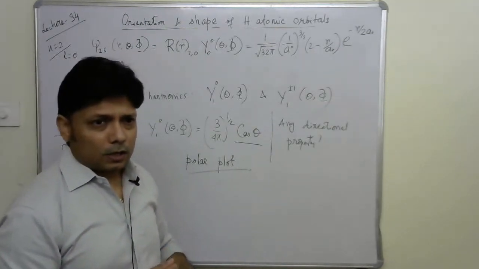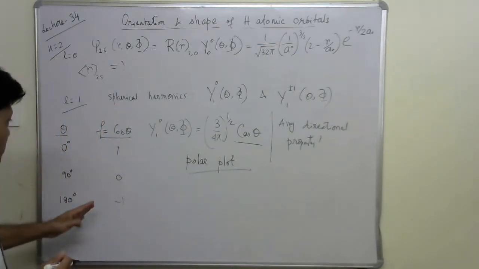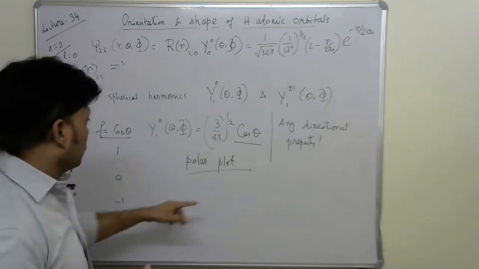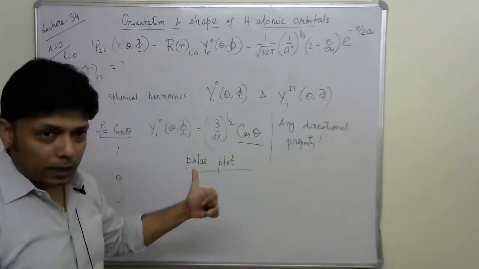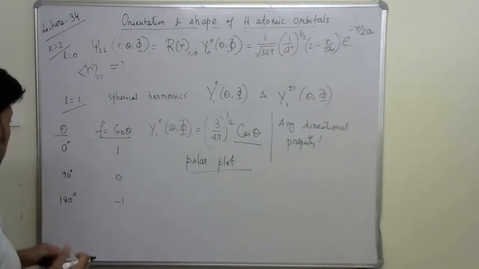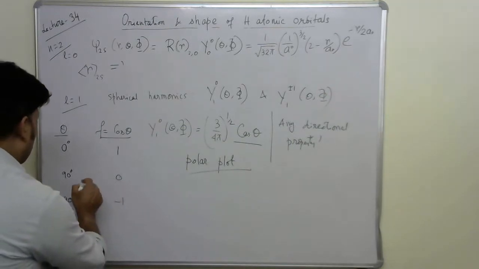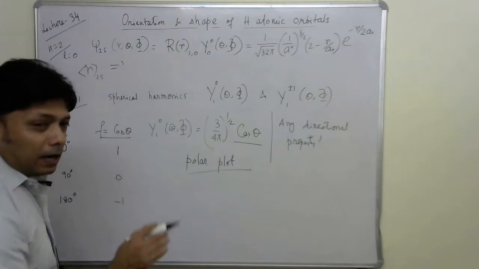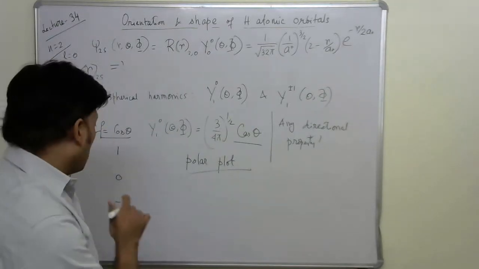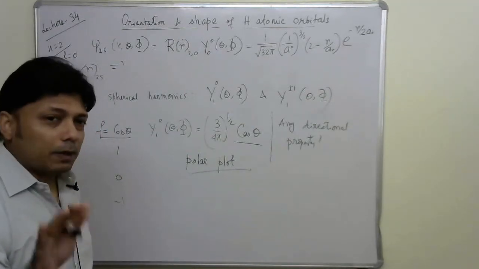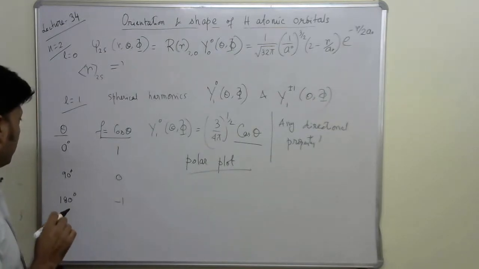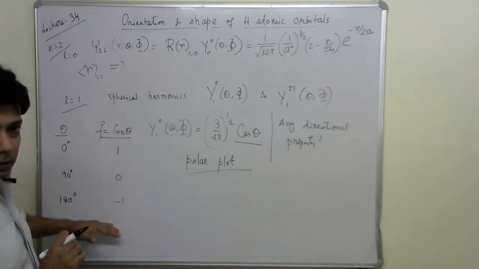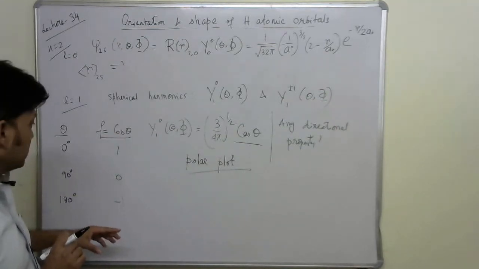These values tell me that in the plot that we are going to get from the polar plot, 0 means the function vanishes at a 90-degree angle. So that means on that plane we can expect a node. And not only that, the sign changes whenever we go beyond 90 degrees. The sign gets reversed.